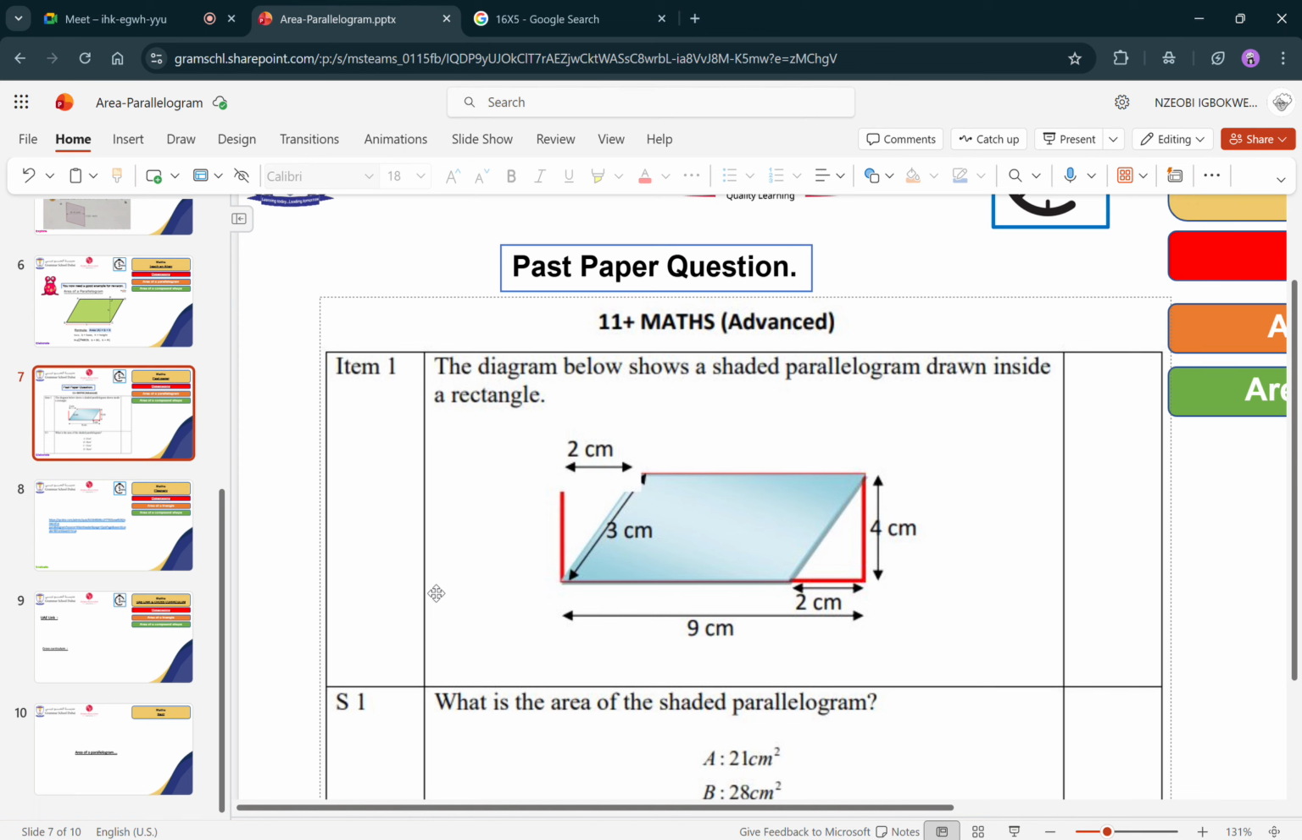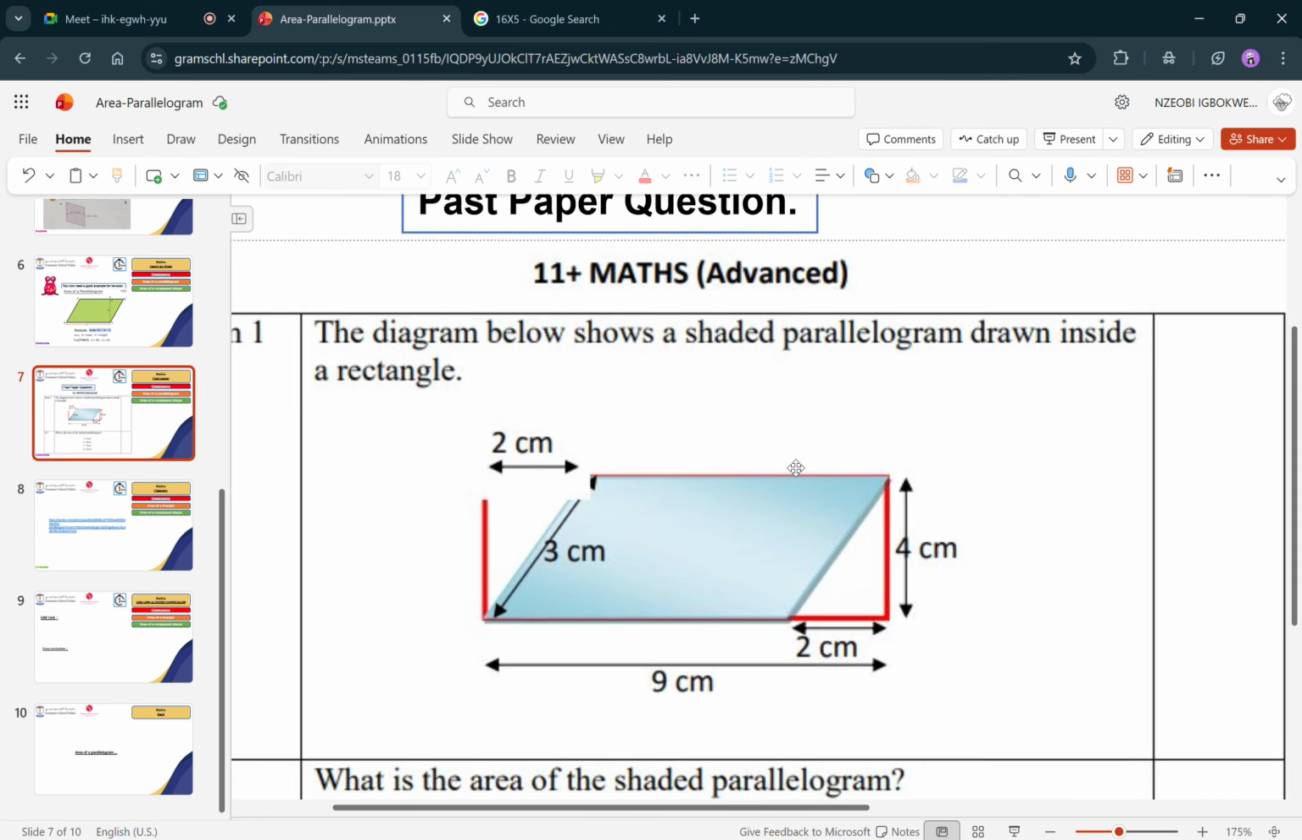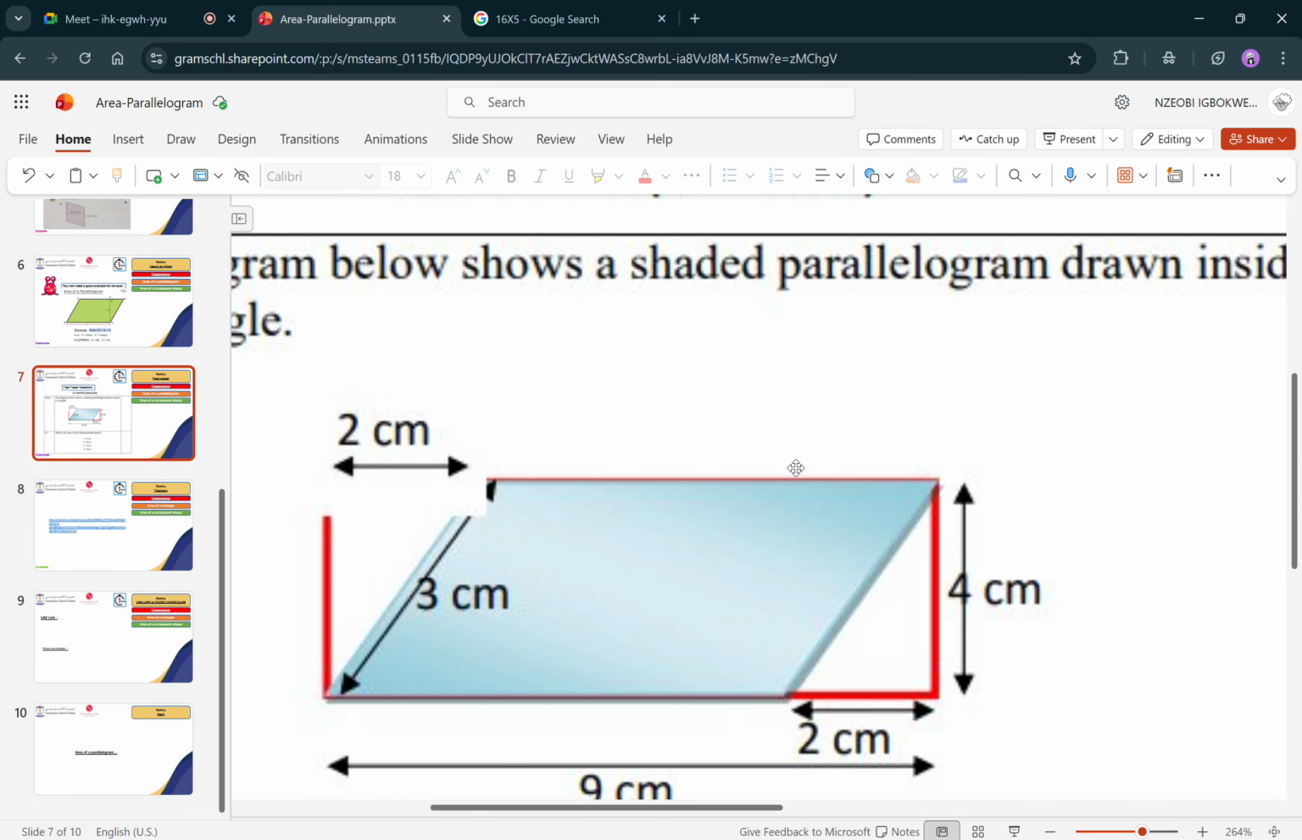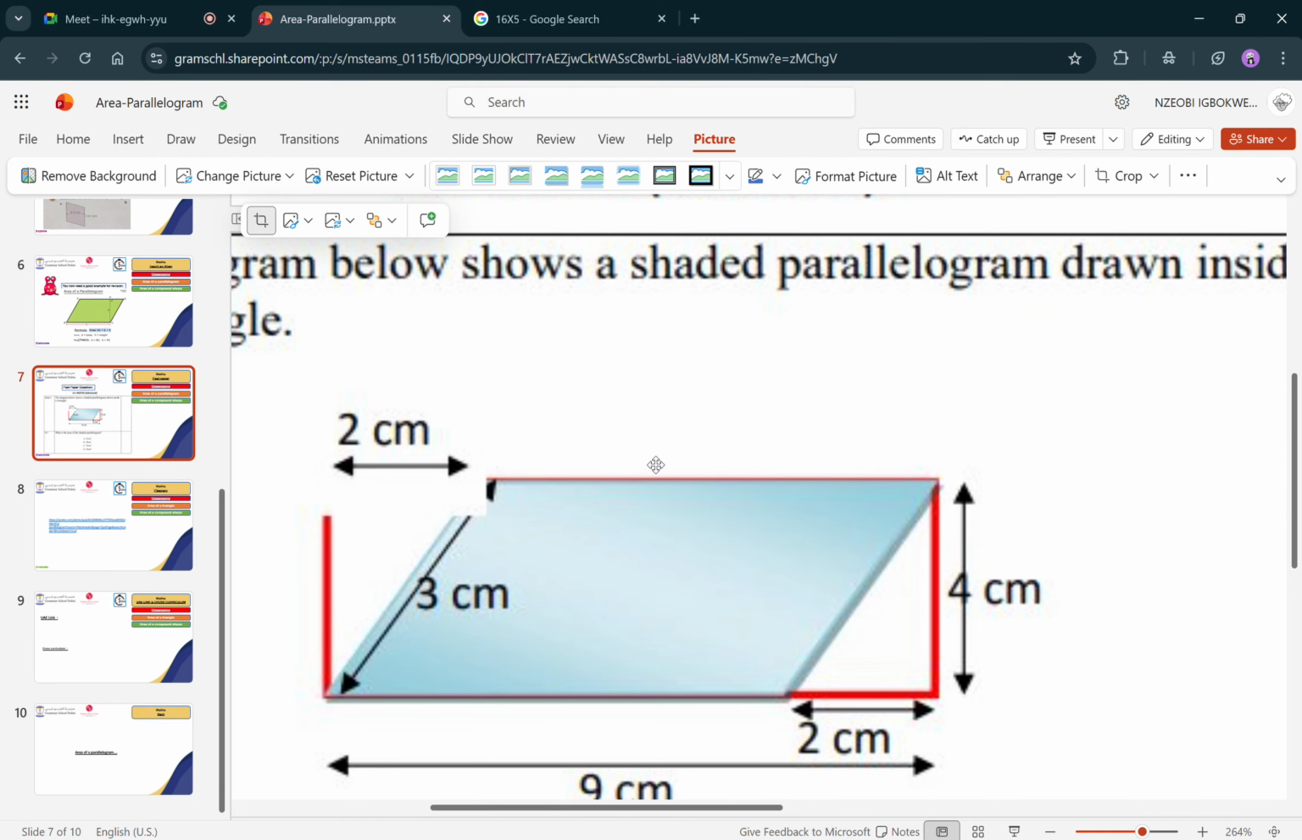Good. So what's the base of the parallelogram? From the diagram you are seeing, what's the base? The base is 9 centimeters. 9 centimeters is actually the base of the rectangle. The base is going to be 9 minus 2. Can you see that there's a part that is being cut off from that diagram? Yes. Can you see that 2 centimeters is cut off from the parallelogram? Yes. So it means that the base is going to be 9 minus 2, which is 7 centimeters. Can you see that? Yeah.